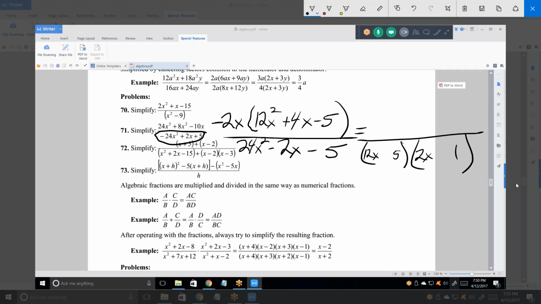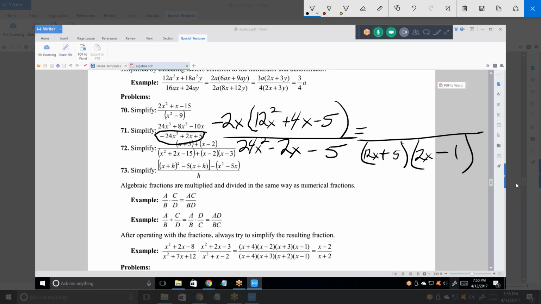12x and 2x. Now notice I'm getting somewhere. That's 10. That's 12. My middle term is minus 2x. So all I need is a minus sign there and a plus sign there. That's the way that bottom factors. Okay? Now, the top.